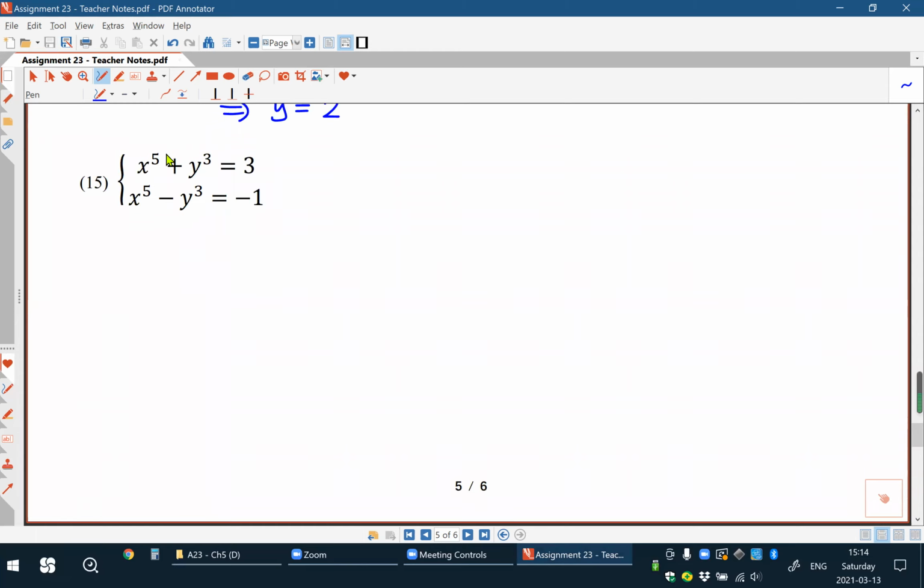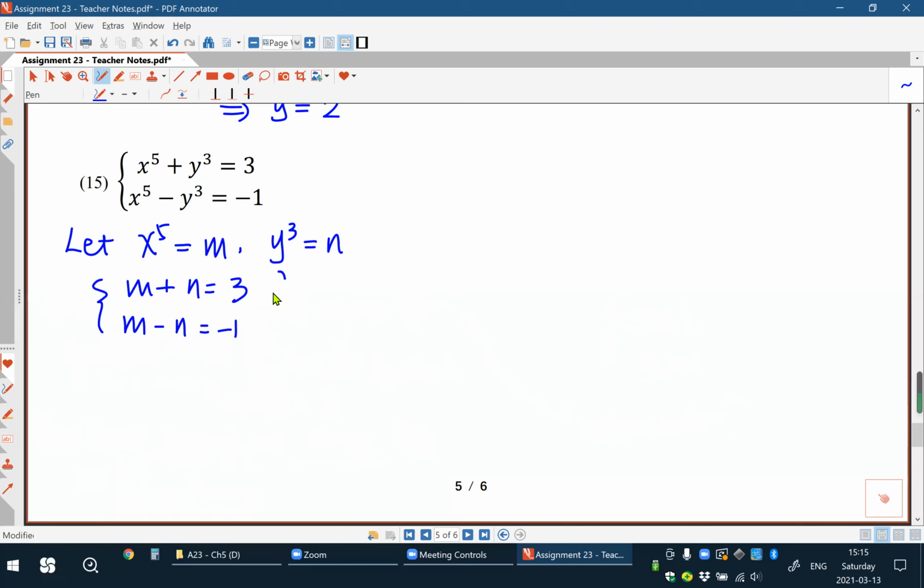Next one, again, this is not a linear system, but we can use substitution to substitute x to the 5th and y to the 3rd, right? Okay, so let x to the 5th equal m and y to the 3rd equal n. So the original equations become m plus n is 3 and m minus n is minus 1, right? So let's call this 1 and 2. From here, we can easily solve m and n.